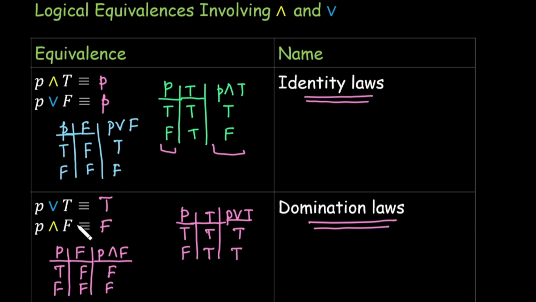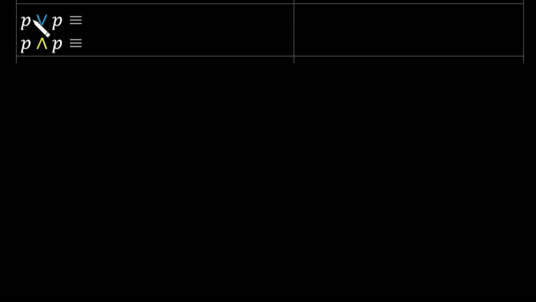But as soon as true and false dominate the value of P, that is called the domination law. Next is P or P, or we can say P and P. So this is logically equivalent to the P statement. If you operate any statement with itself, whether AND or OR, we are getting the same thing, that is called idempotent. So because of that it is called the idempotent laws.